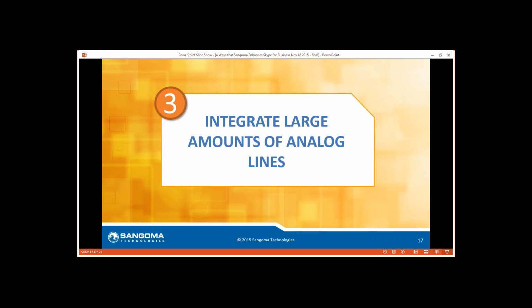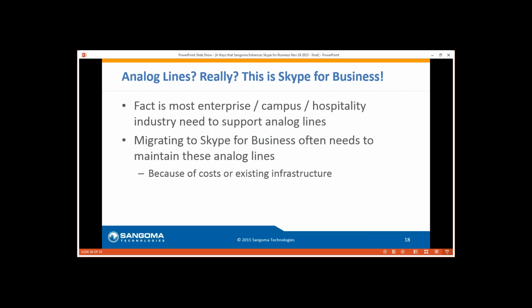Number 3, integrate large amounts of analog lines. I'm sure a lot of you are frowning. Why is he talking about analog lines with Skype for Business and unified communications? The fact is, many companies that consider Lync or Skype for Business as their new means of communications have an existing infrastructure and existing deployments, and they can't completely change everything in one swoop.